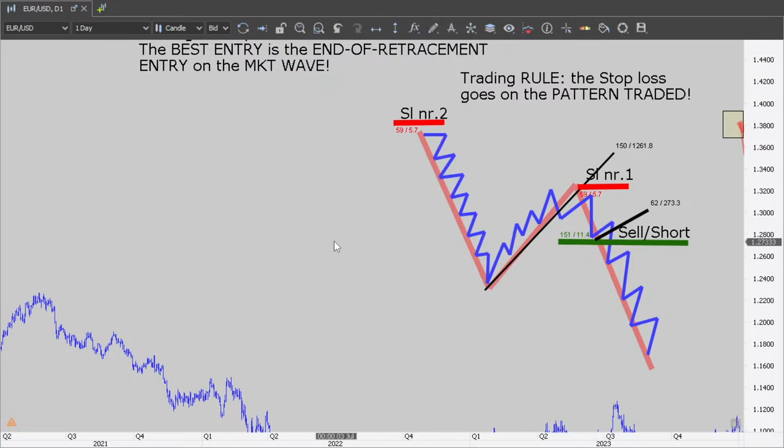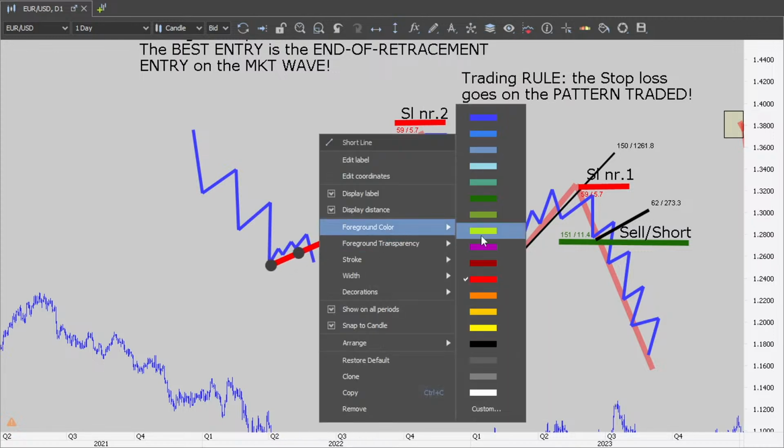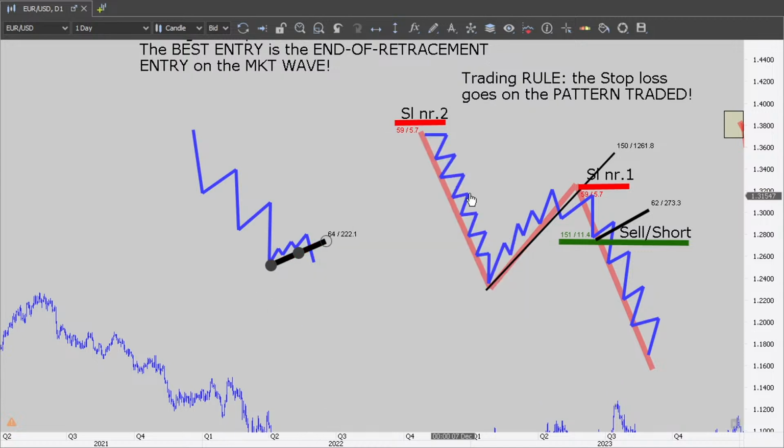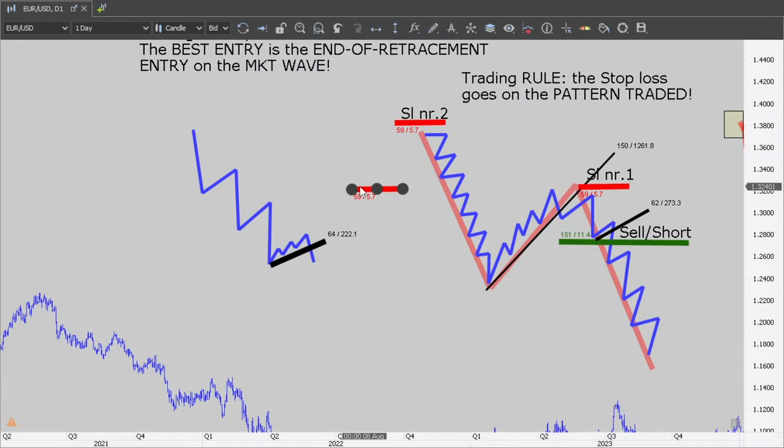Boss, can you repeat, please? Yes, sir. If you are trading the blue, which is a downtrend, and you are going to enter here, shorting the market, then the correct stop loss is on the most recent previous high.